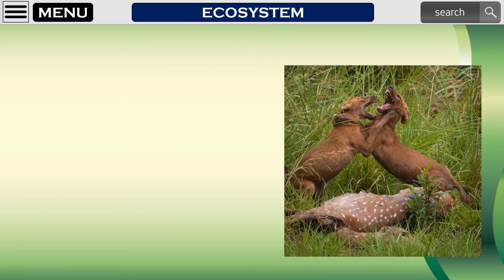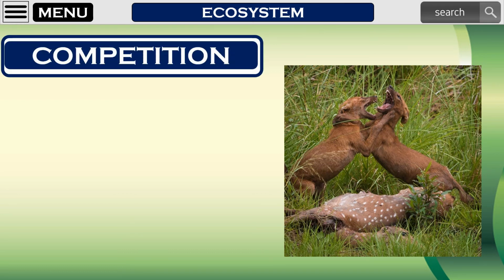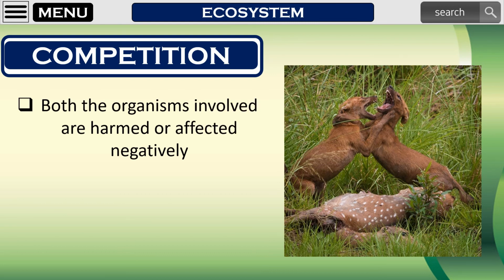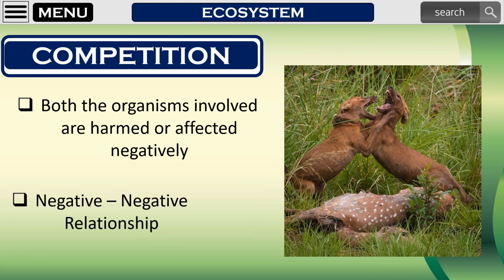In an ecosystem, competition takes place when an organism competes for limited resources like food, space, shelter, territory, and mates. Competition may happen between organisms of the same species or between different species. In competition, both organisms involved are harmed or affected negatively. It has a negative effect on the organisms.